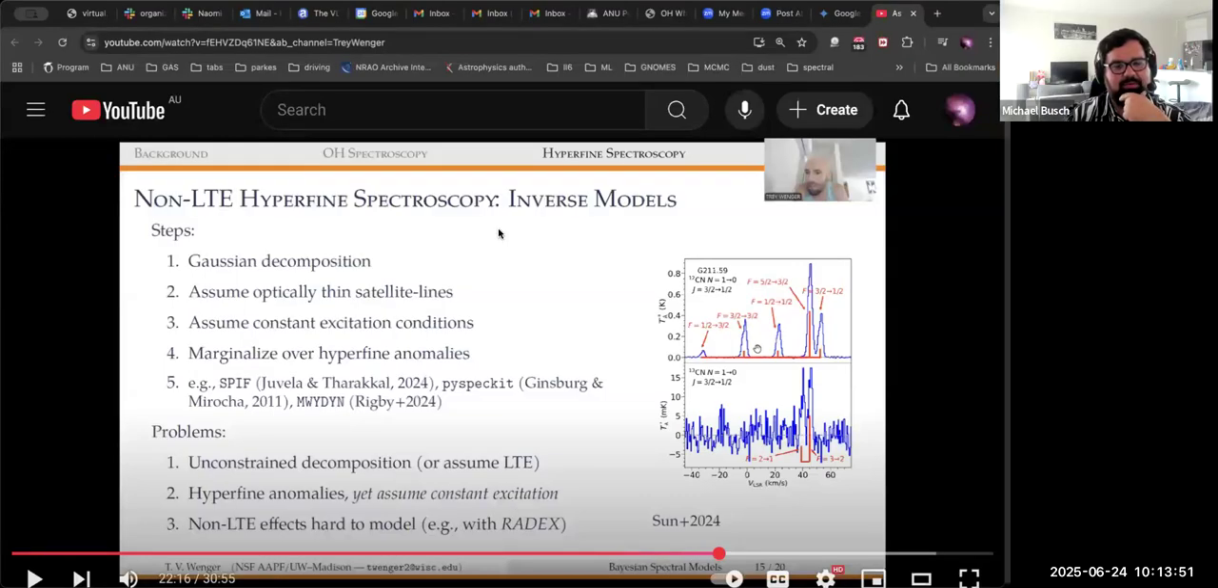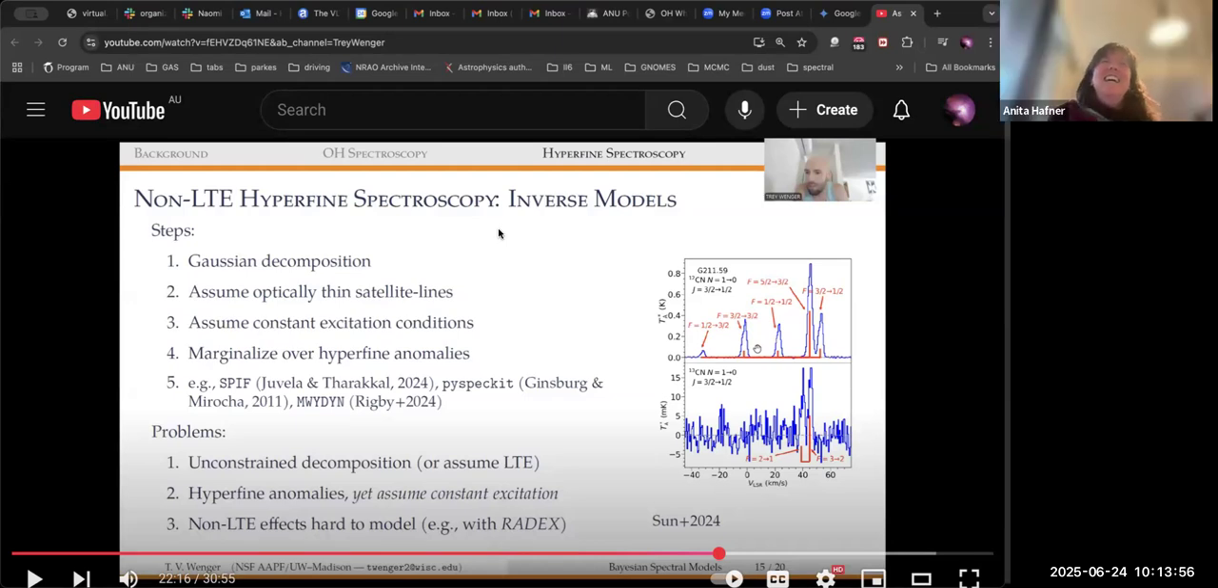Yeah, but I think that's the problem number one Trey's listed here: assume LTE. Yeah, it's not in LTE. Which brings us so many tears and sadness.